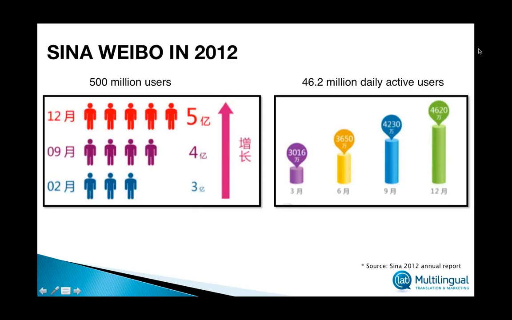If you look at the statistics, this was released about a week ago by Sina. It captures the growth rate of Sina Weibo in 2012. There are 500 million users using Sina Weibo, and 46.2 million daily active users. Here, active users means these people log in to Sina Weibo at least once per day and comment, post, and interact with friends or brands on the platform.